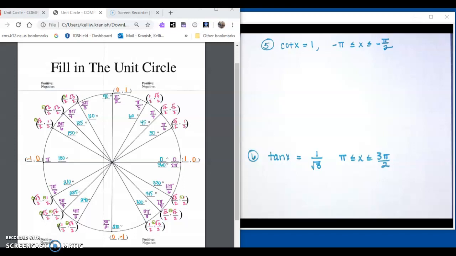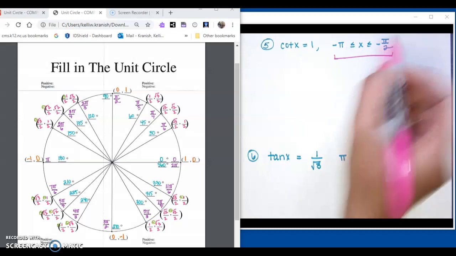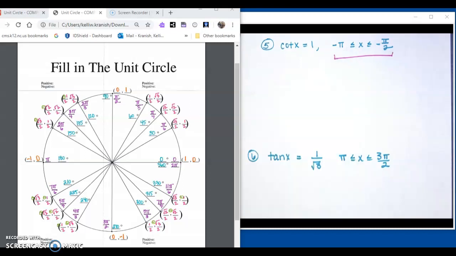Okay, so looking at number 5, it says cotangent x is equal to 1, so we have our trig function equal to a number, so we're good on that. If you look at your interval, it's a little different this time. It tells you negative pi to negative pi over 2. So those are not actually on your unit circle. We're going to have to find the coterminal angles to see exactly what that means and where we should look.